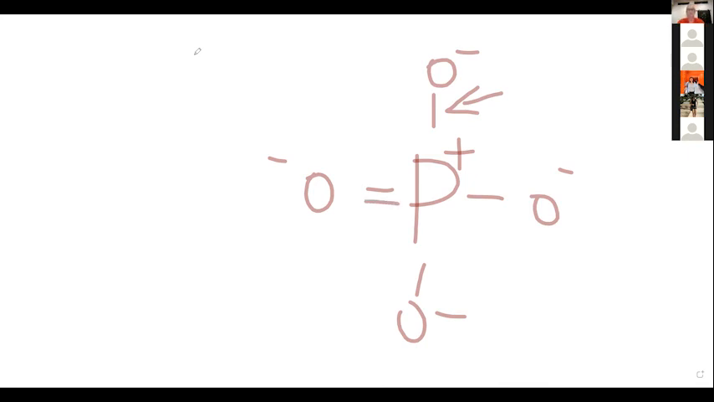So if on a test we drew it as a double bond for one of the oxygens, will we be marked wrong for that? No, because that's the way it was taught for like 100 years. It was taught that it would look like this.